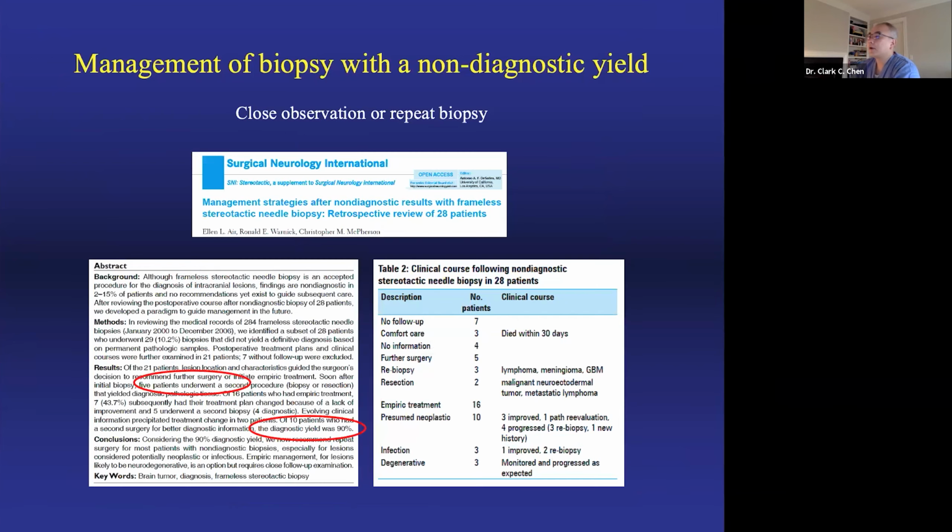Here's another study published by another group that looked at patients who initially underwent a stereotactic needle biopsy and did not achieve a definitive diagnosis. So this group looked at 21 patients and they looked at what happens upon rebiopsy. In the rebiopsy, they were able to achieve a diagnostic yield of 90%. So in other words, it isn't that there isn't a tissue diagnosis to be made. It is that the initial biopsy was inadequate. And so there are opportunities for improvement in terms of our surgical techniques.